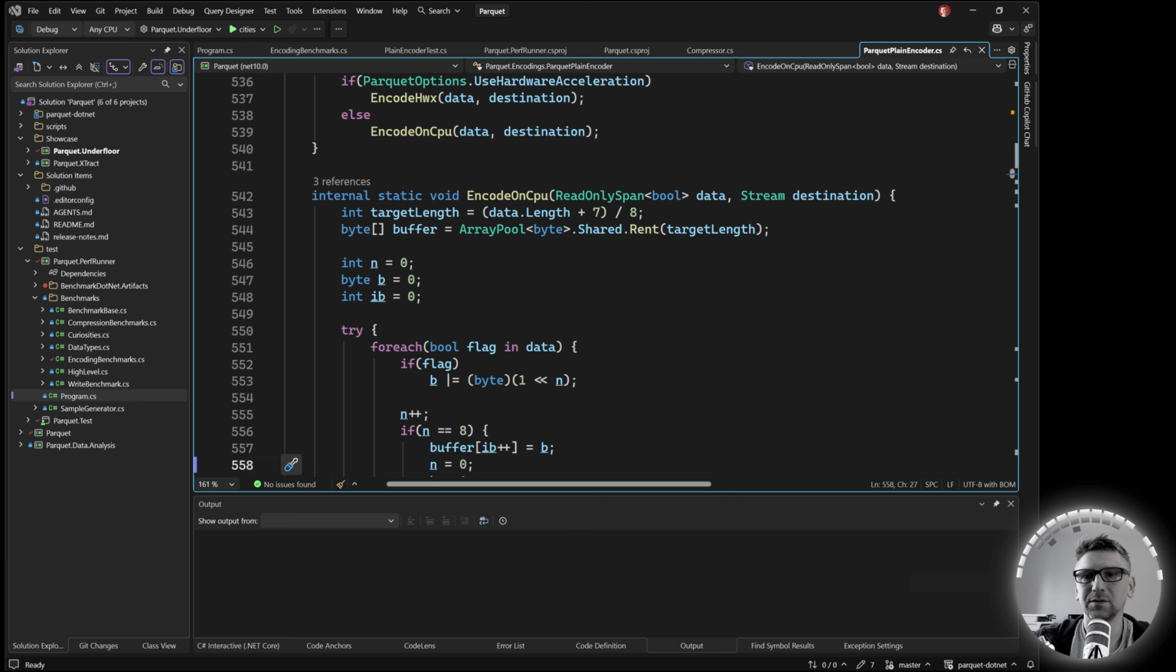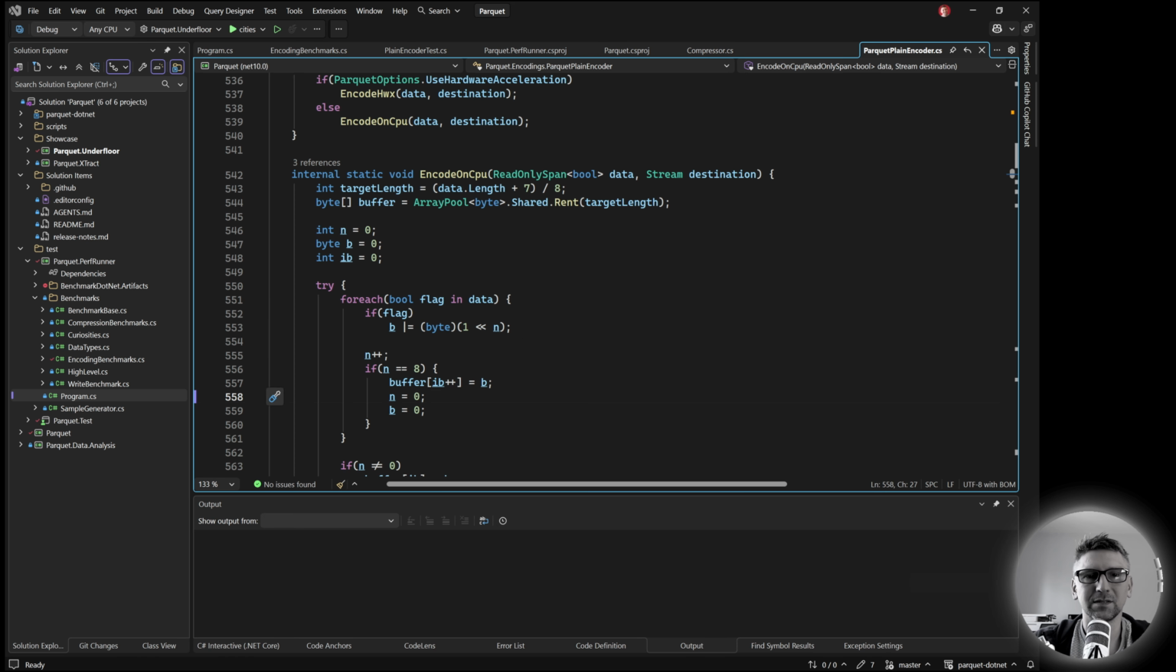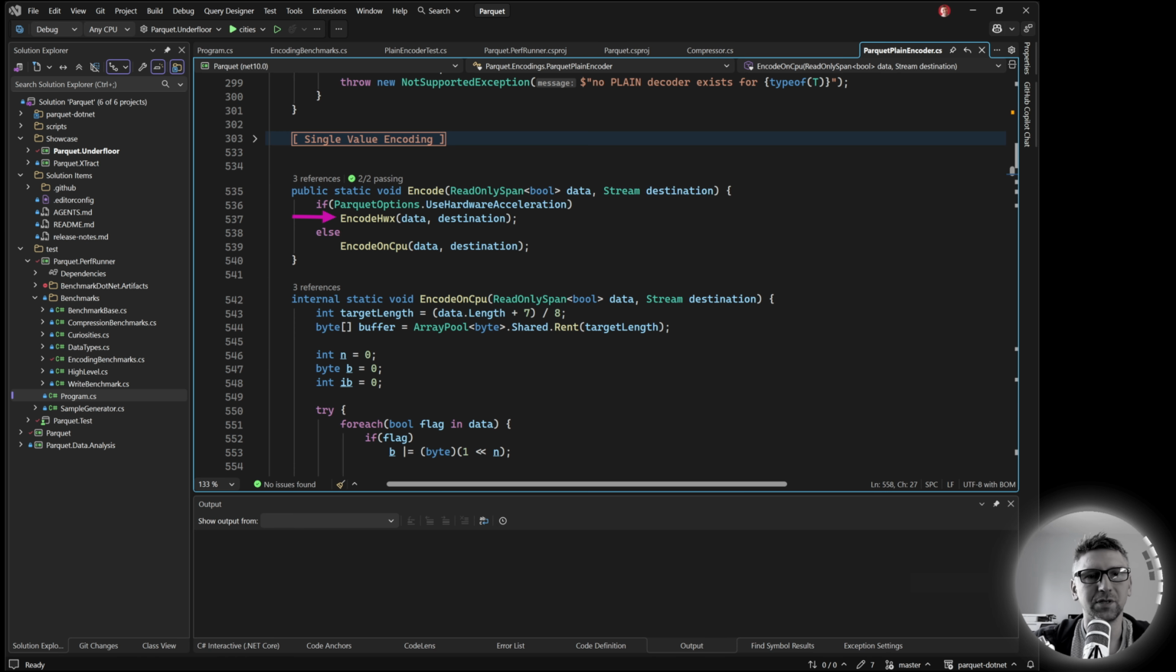If you haven't noticed, this method I just showed you is called encode on CPU. So there must be one to encode on GPU, right? Well, almost. Not exactly GPU, but I called it encode HWX, standing for encode on hardware.